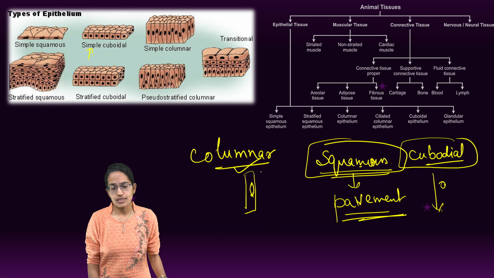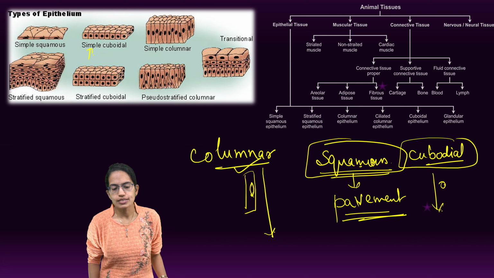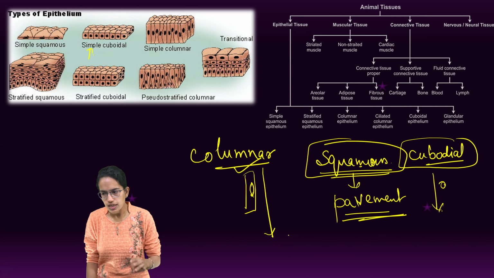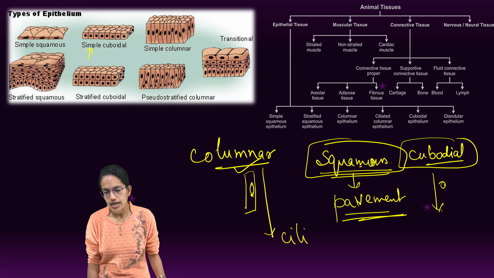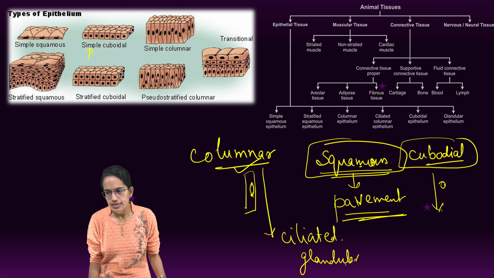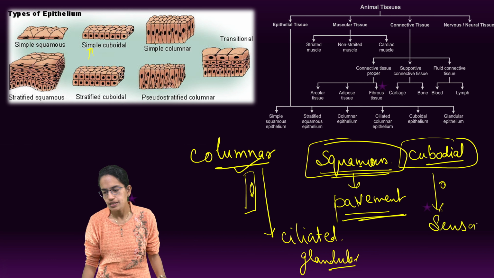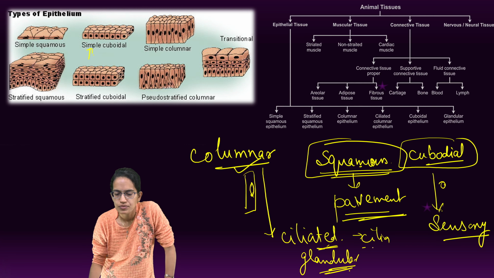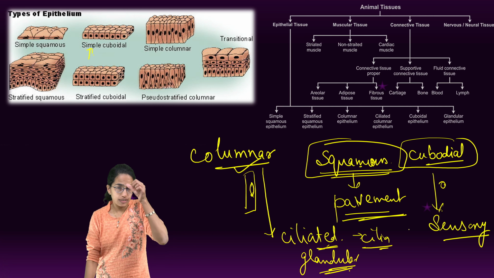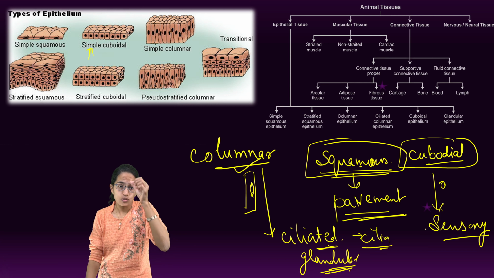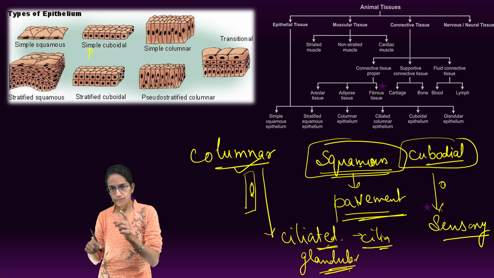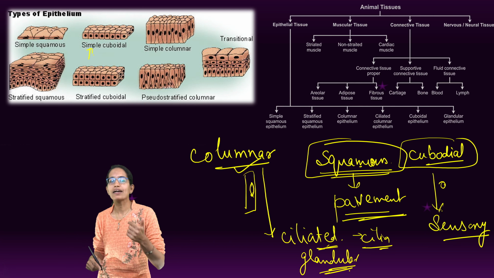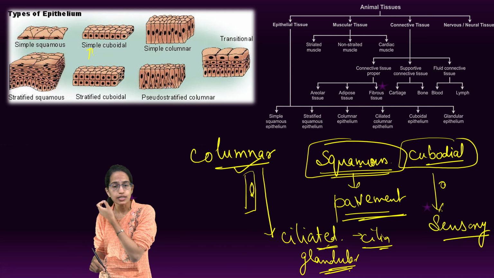The next interesting thing is, these columnar ones have numerous modifications. Three important modifications that we would understand. One is ciliated, the other is glandular, and the third one is sensory. Three important modifications of columnar cells. Ciliated, as the name suggests, would have cilia. Now cilia and flagella we have already understood in the previous lectures. So cilia is seen on the body of Paramecium, a good example to recall. Flagella in the case of Euglena, dinoflagellates.